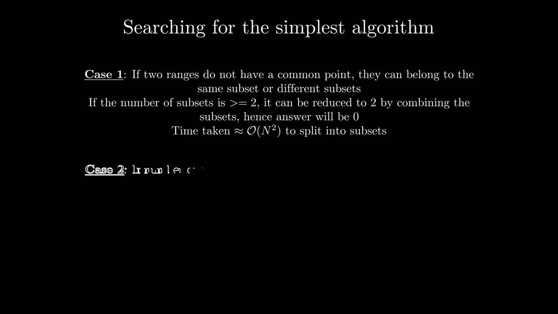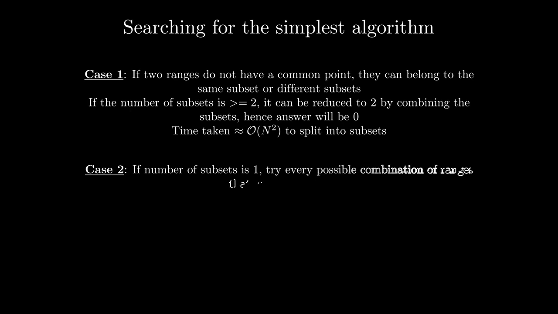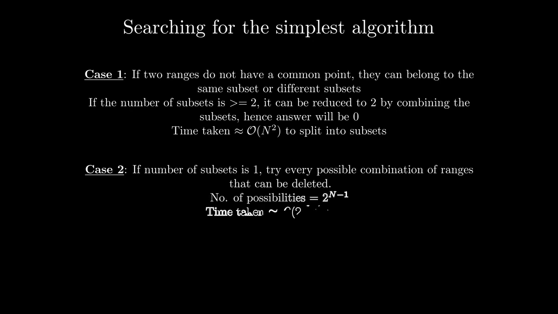If we cannot split into multiple subsets, then we will have to try and delete the least number of ranges. To do this, we can try every possible combination of ranges and see deletion of which combination leads to two non-empty subsets. The number of possible subsets for a set is 2 to the power of the number of elements. This, obviously, will take a very long time to solve the problem. Looking at the subtasks of the problem, we can see that we are thinking in the right direction.